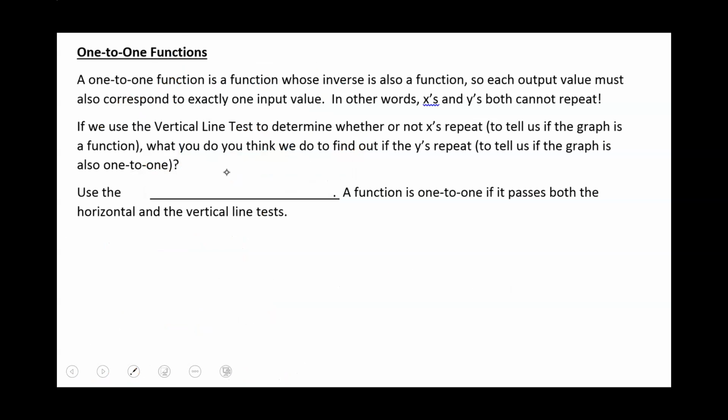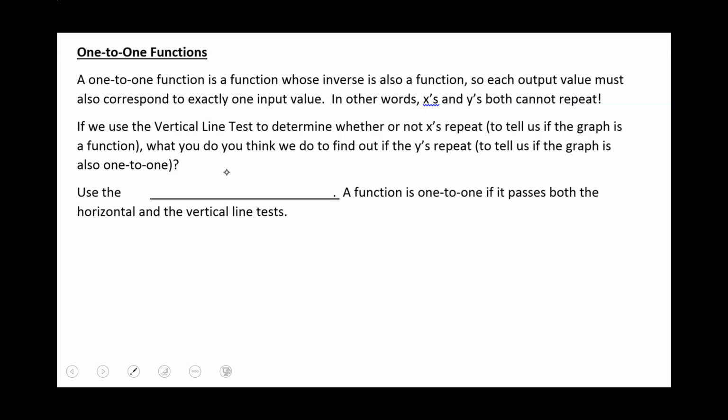All right, one-to-one functions. A one-to-one function is a function whose inverse is also a function. So each output value has to correspond to exactly one input value. So you can't have x's and y's repeat. So we use the vertical line test to determine if we had a function, because the vertical line test checks to make sure no two x values are the same.